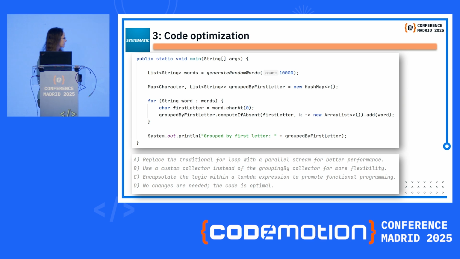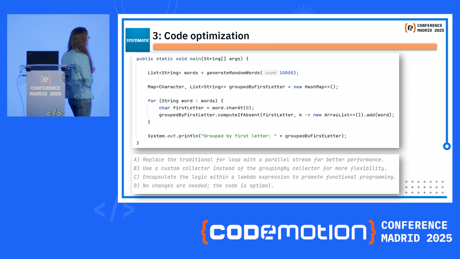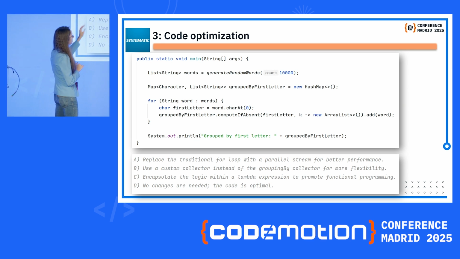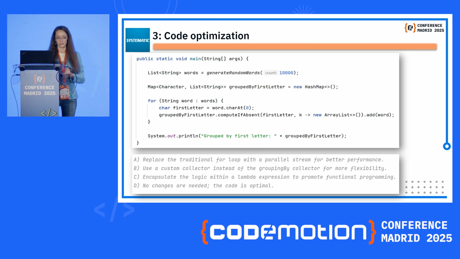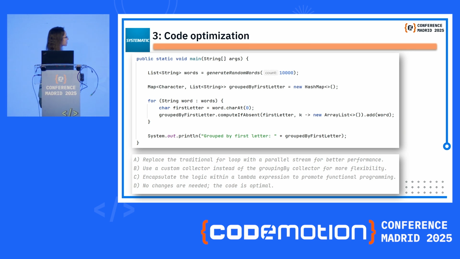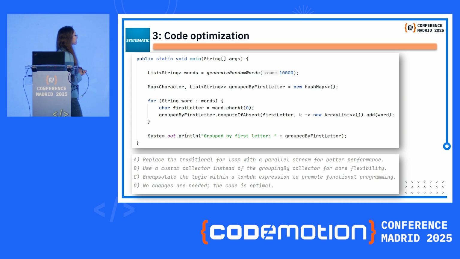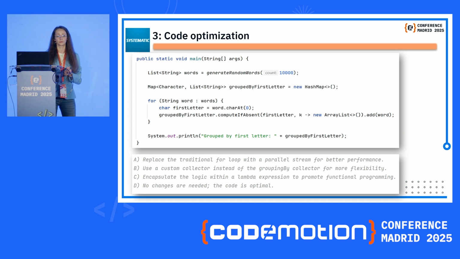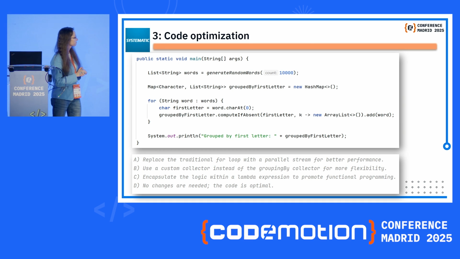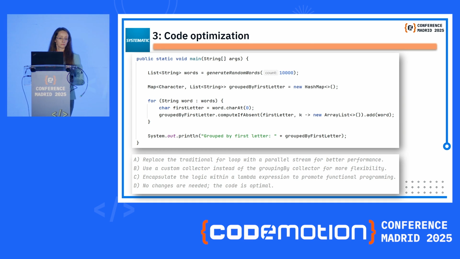And among the answers that we have there would be option A, perhaps to replace the traditional for loop with a parallel stream, in case it provides us a better performance. Option B, to use a custom collector instead of the groupingBy collector for more flexibility, because I have used that one. Option C, to encapsulate the logic within a lambda expression to promote functional programming. Or D, no changes. The code is already optimal.